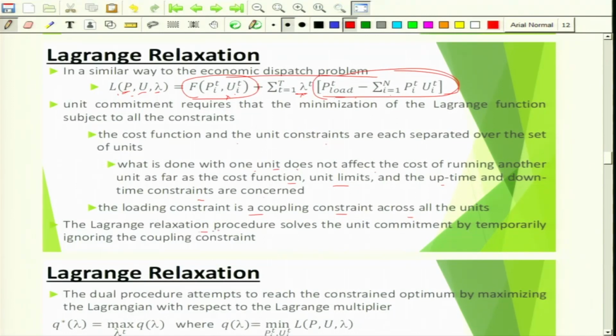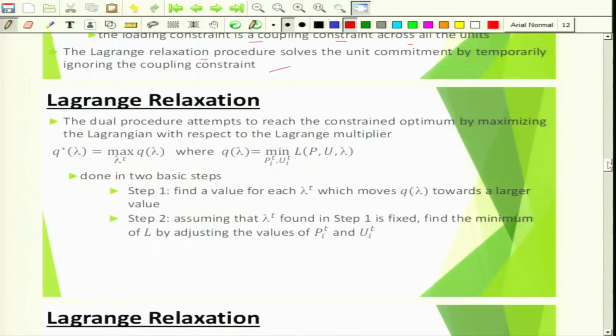The Lagrangian relaxation procedure solves the unit commitment by temporarily ignoring the coupling constraint. You can ignore the coupling constraint and deal with the individual generator to minimize its cost. Now the dual procedure attempts to reach the constrained optimum by maximizing the Lagrangian with respect to the Lagrangian multiplier. That means this is a dual function, which is the maximum of q(lambda), where q(lambda) is equal to the minimum of the Lagrangian function.